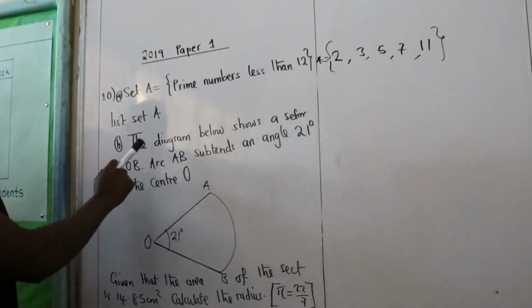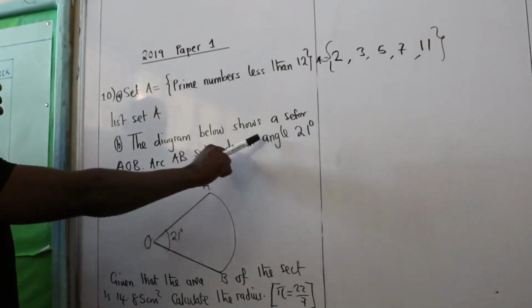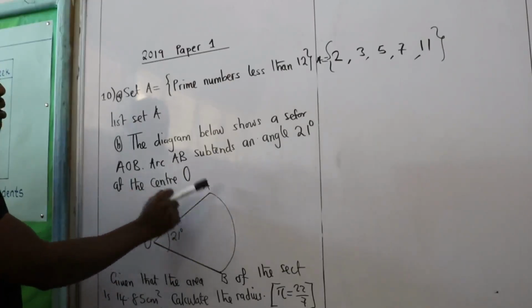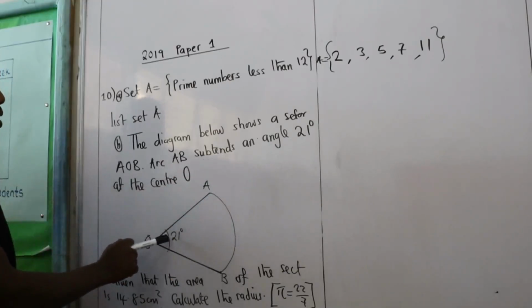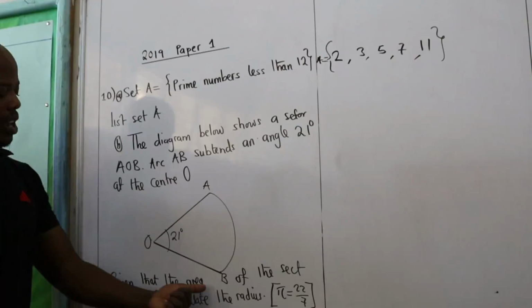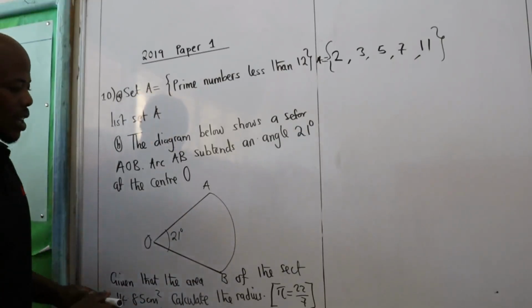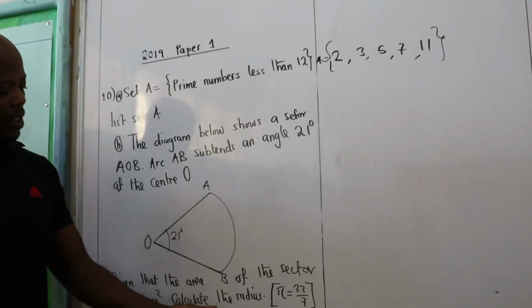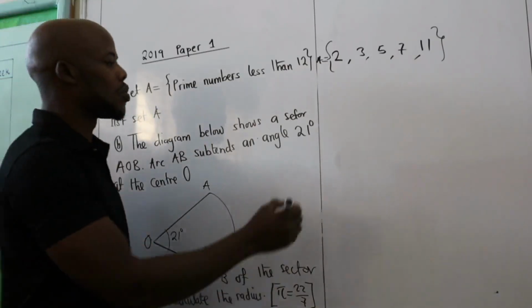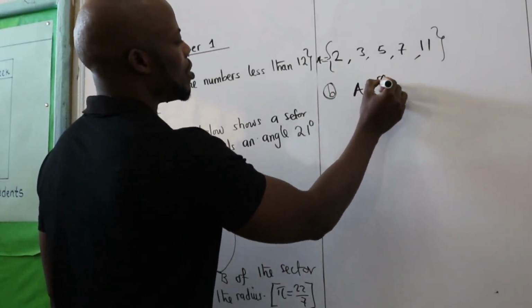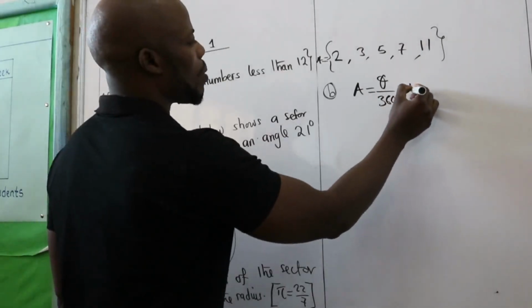So for this question here, we have been given a diagram below shows a sector A, O, B. AB subtends an angle 21 degrees at the center. So this is the center. Given that the area of the sector is 14.85 centimeters squared. Calculate the radius using pi as 22 over 7. So B, we get the formula for finding area of a sector, which is this one.